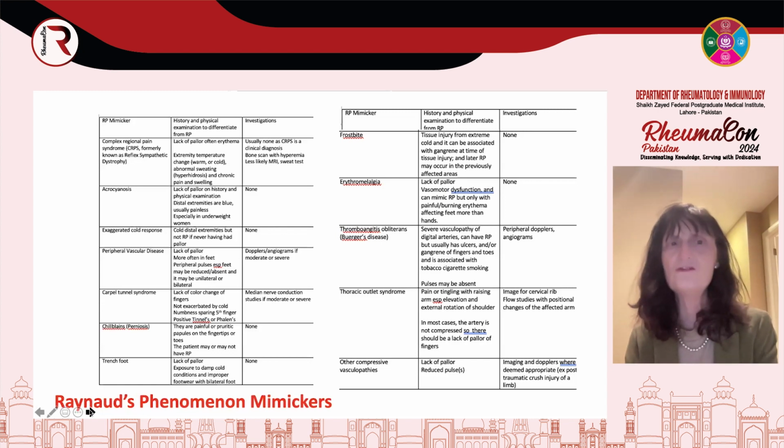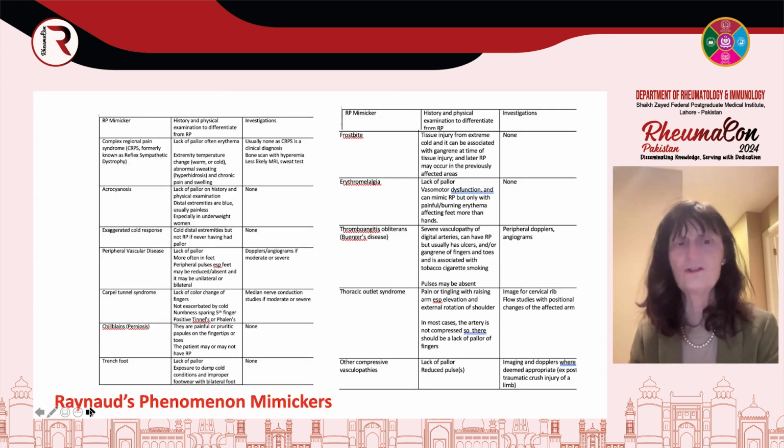Peripheral vascular disease usually won't have pallor, so they'll be cold. Sometimes it is ischemic, but it's not with pallor, and it's not usually looking like classic Raynaud's. Pulses will be reduced or absent, etc. Carpal tunnel can have numbness and tingling, but it's not obviously Raynaud's. Chilblains, or perniosis, are cold changes, usually distally on toes and sometimes on fingertips, which may or may not be associated with Raynaud's. So a person could have Raynaud's and chilblains or just chilblains.